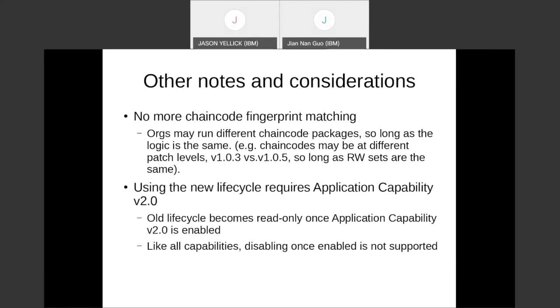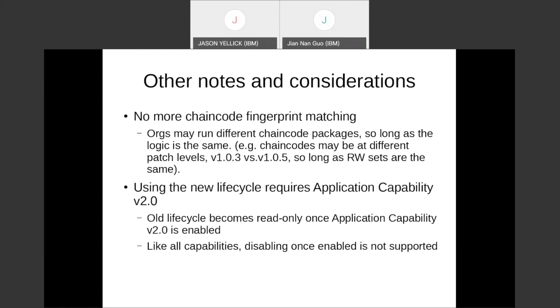But basically you can't change them anymore. So if you needed to, for some emergency reason, go in and upgrade your version of the chain code, you would need to do that in the new lifecycle, not in the old lifecycle. It shouldn't be a problem operationally, but it's just something to be aware of. Make sure that you've thoroughly tested and you're ready to migrate your chain codes as soon as the application capability is enabled.